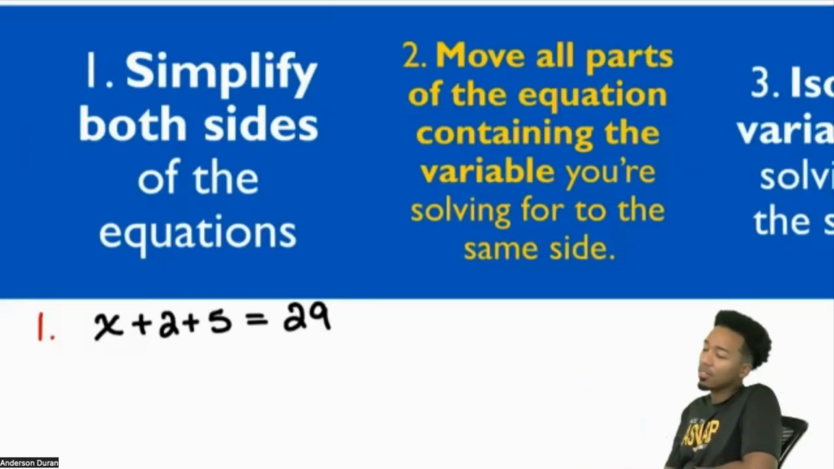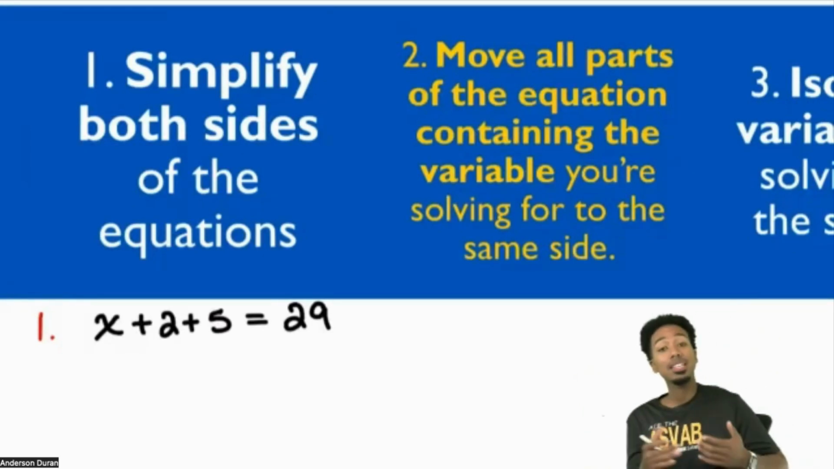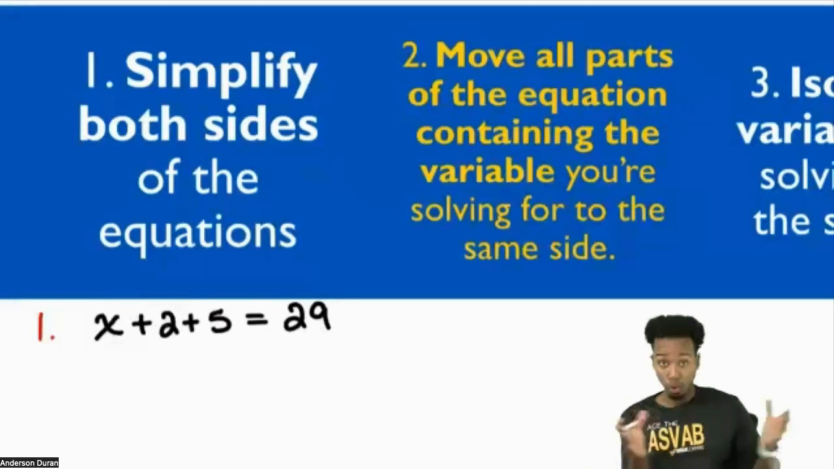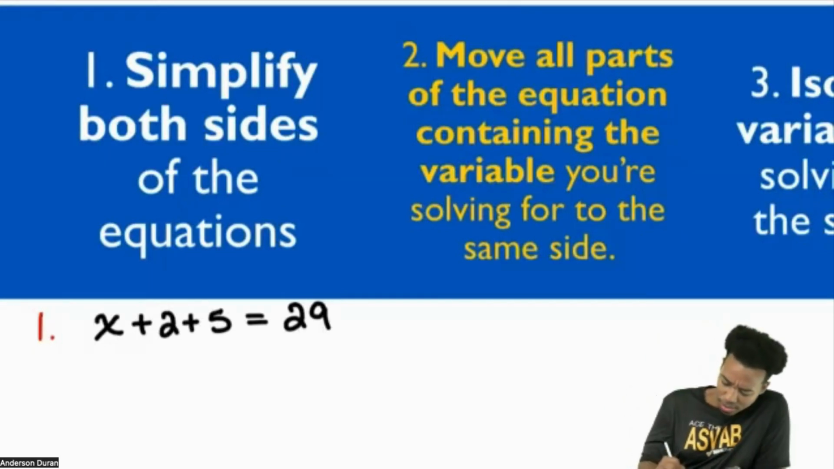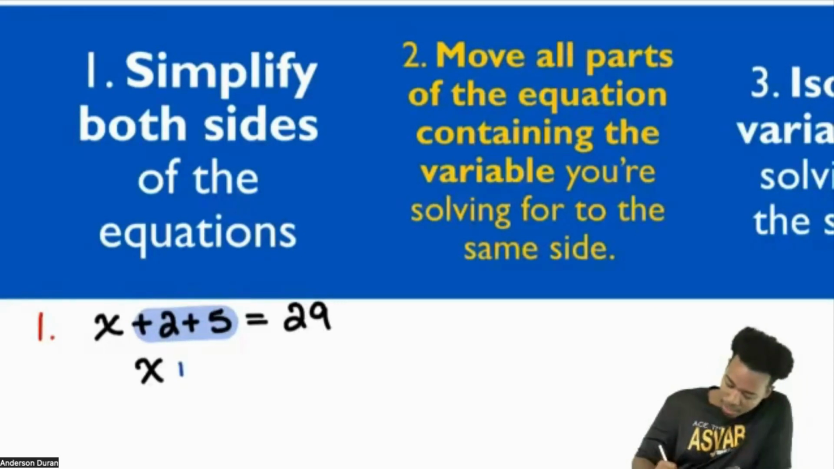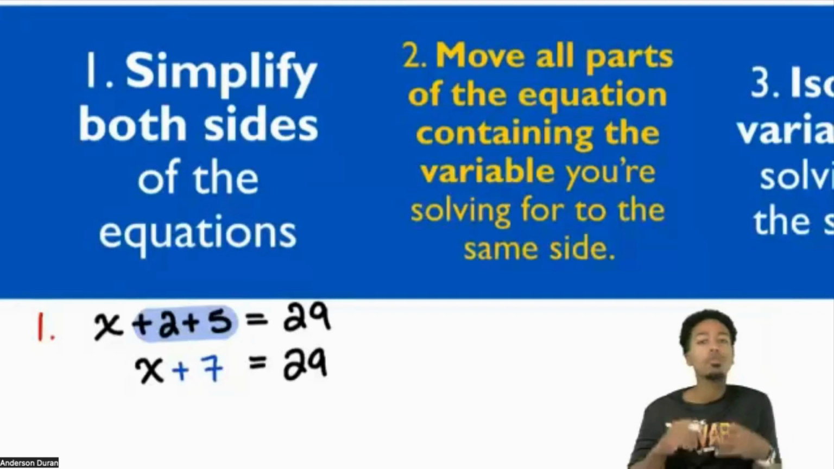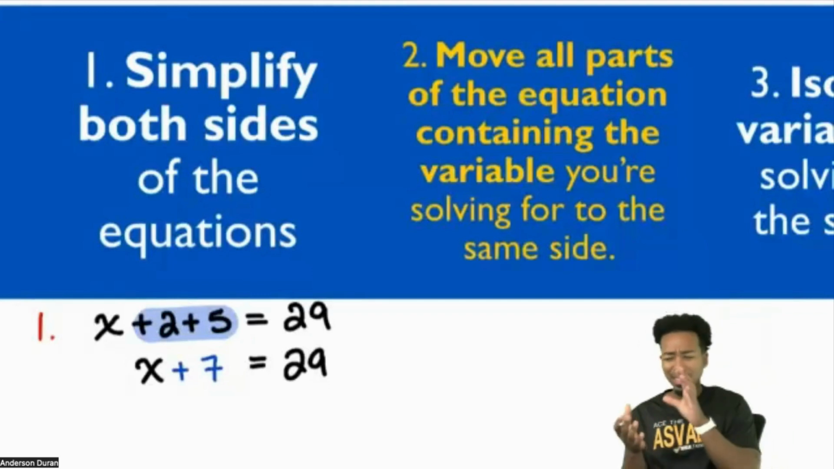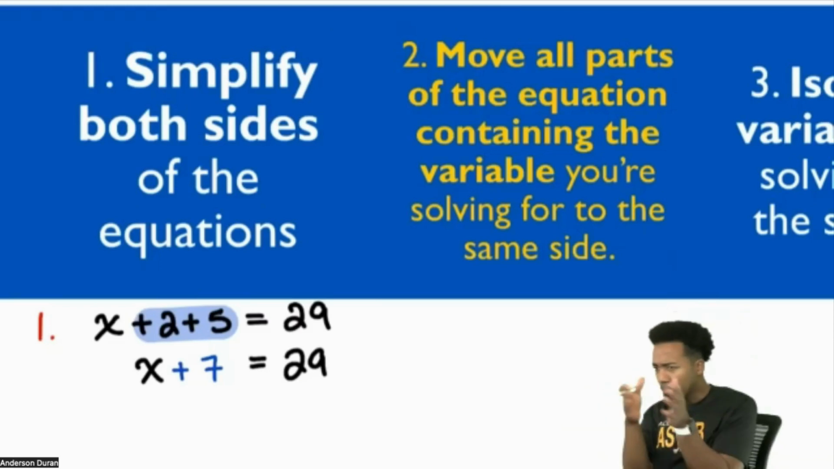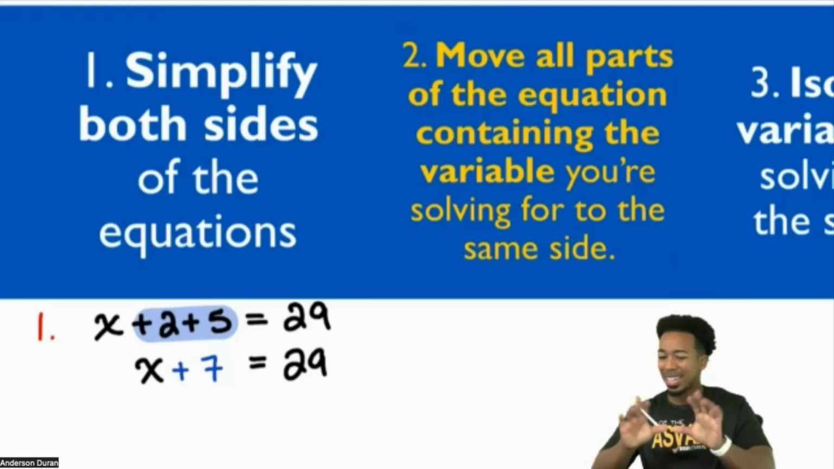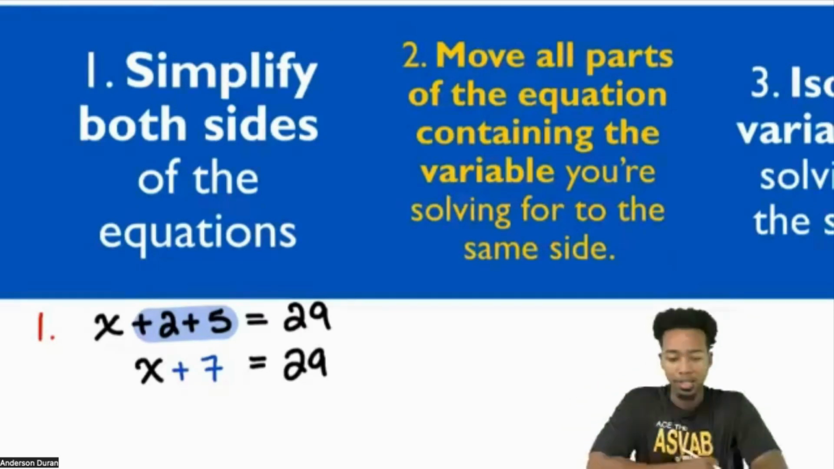Simplify both sides of the equation, meaning if you see anything that could be combined or could be shortened or shorthanded, do it. And here, that's exactly this right here. Plus 2 plus 5 is just the same thing as saying plus 7. So yes or no, before I continue, does that make a little bit of sense in terms of me saying, first step, just really browse real quick. Can you just simplify anything easy? Does that make sense?